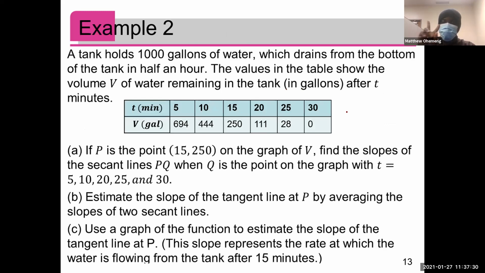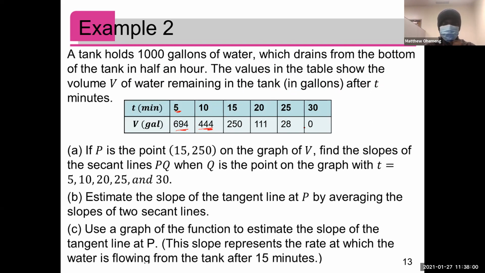Here I'm going to show you two ways of doing this estimation. So we look at example 2. A tank holds 1,000 gallons of water, which drains from the bottom of the tank in half an hour. The values in the table show the volume V of water remaining in the tank in gallons after 5 minutes. So at 5 minutes, you have this remaining. At 10 it is 444, and so on. And then you have nothing remaining at time 30.